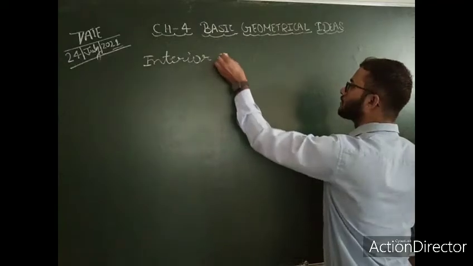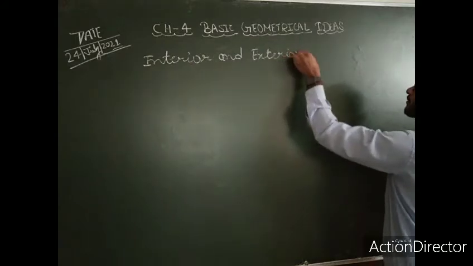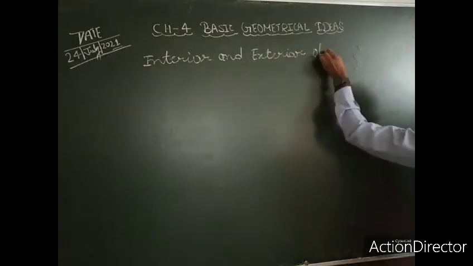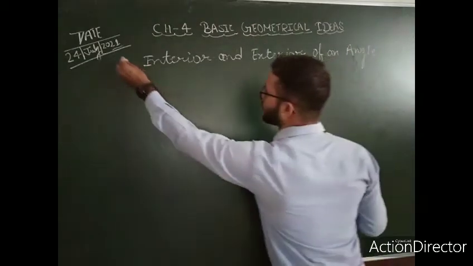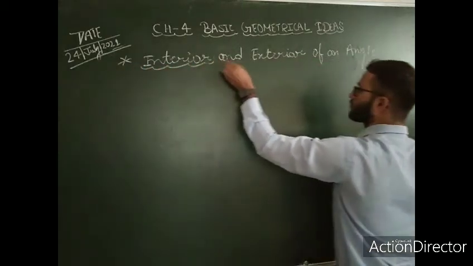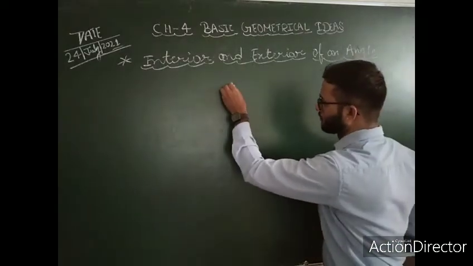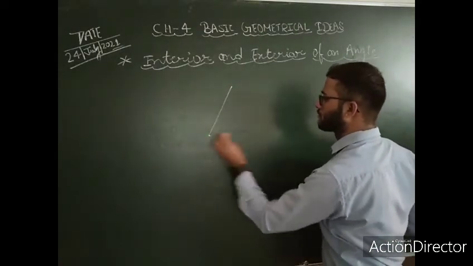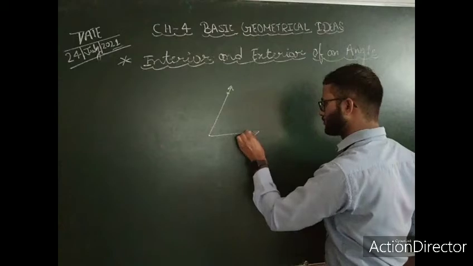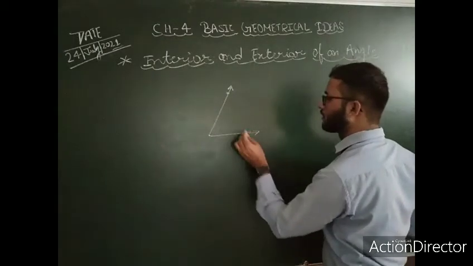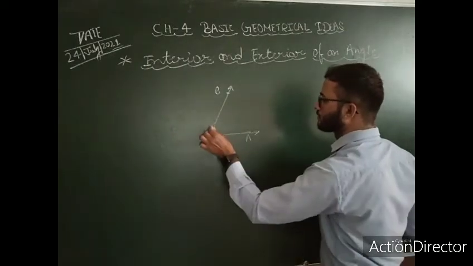Interior and exterior of an angle. So here if we make an angle, these are two rays, and take one point on this ray, A, and this point B, and I will give the name O to the vertex.